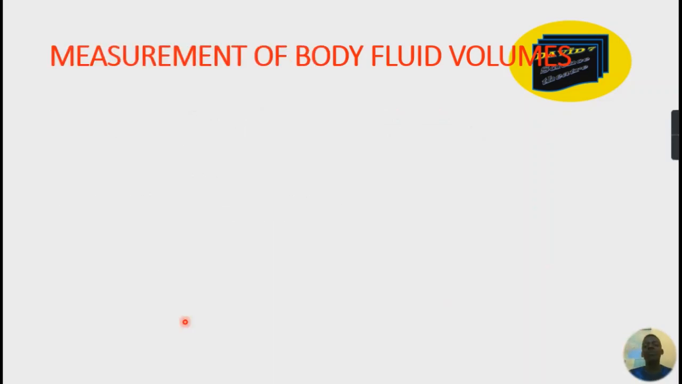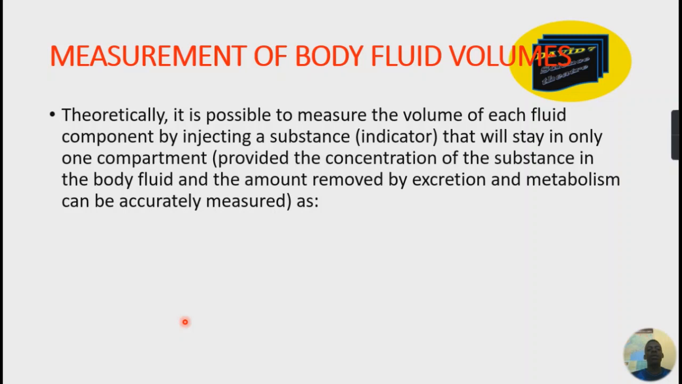Now, the measurement of body fluid volumes. Theoretically, it is possible to measure the volume of each fluid component by injecting a substance, call it an indicator, that will stay in only one compartment, provided the concentration of the substance in the body fluid and the amount removed by excretion and metabolism can be accurately measured. So the major point here is we need an indicator. We inject it in one compartment, and it should stay in only one compartment, so that we can study its volume.